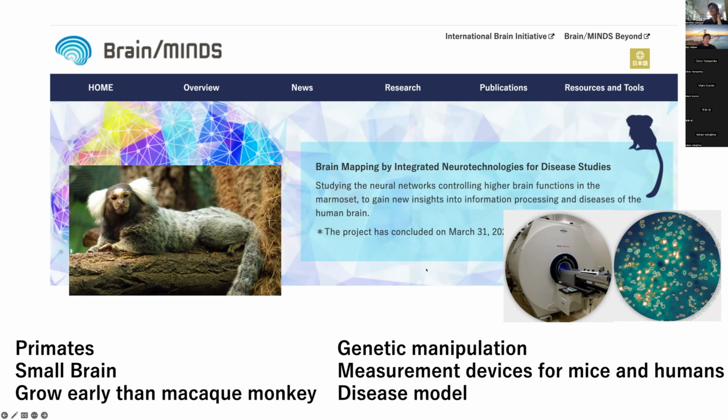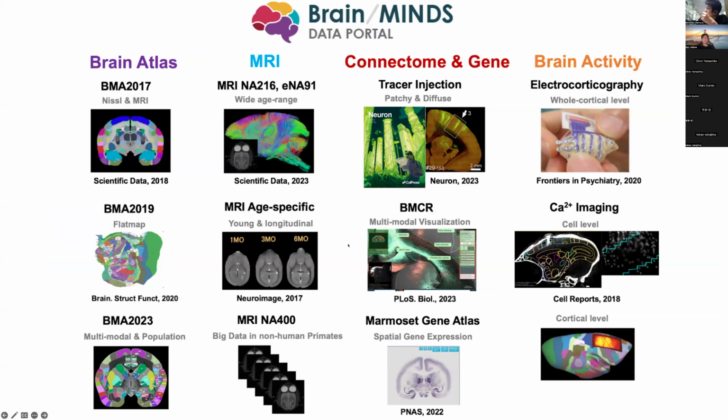And in this common marmoset, genetic manipulation can also be done. And also the measurement devices are common for mice and humans. And we can also develop disease models of the common marmoset. So with these strengths, we focused on the common marmoset for 10 years. I think in the next 10 years we will not focus only on the common marmoset, but anyway, in my previous 10-year project, we focused on the common marmoset.